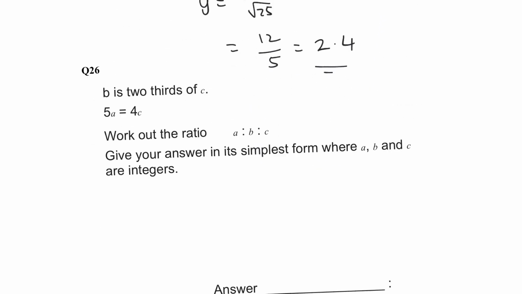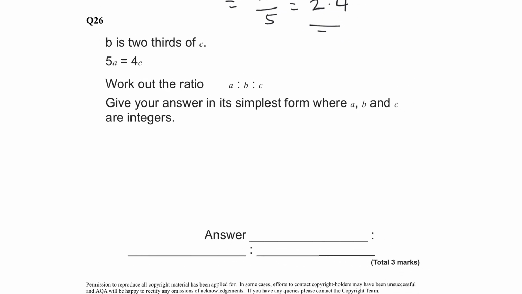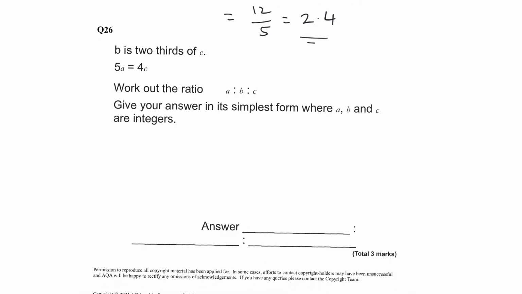Then moving on, it says B is 2/3 of C, so B is equal to 2/3 of C. And it says 5A is equal to 4C. It wants us to work out the ratio of A to B to C. The first thing is we're going to change the formula of B equals 2/3 C, because we don't like fractions, we like whole numbers. To do that, we multiply both sides by 3, and by doing that, you get rid of the fraction. That will leave you with 3B is equal to 2C.